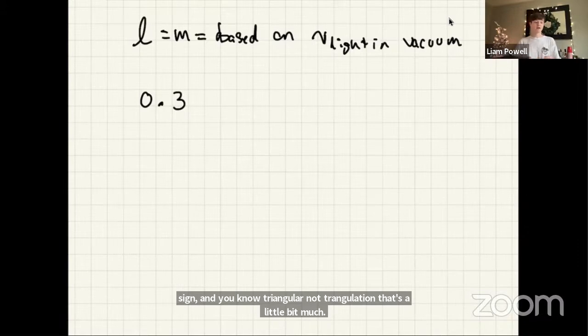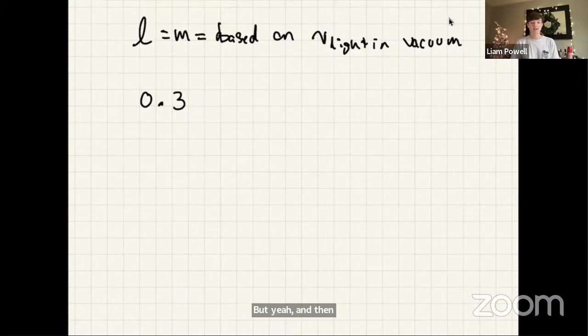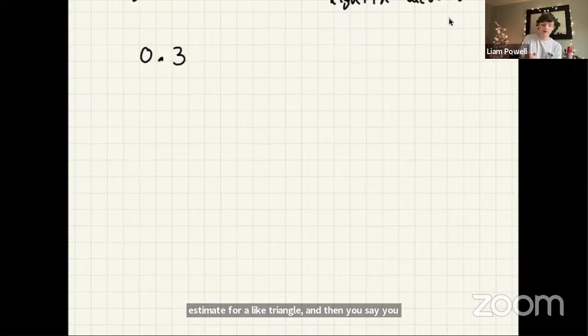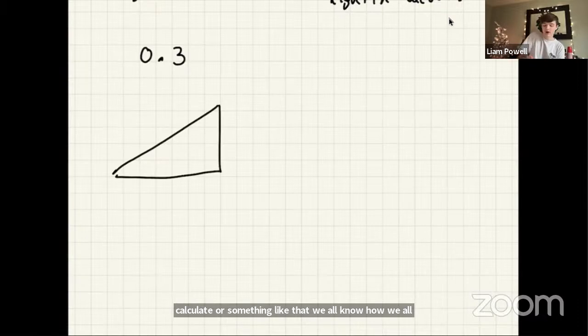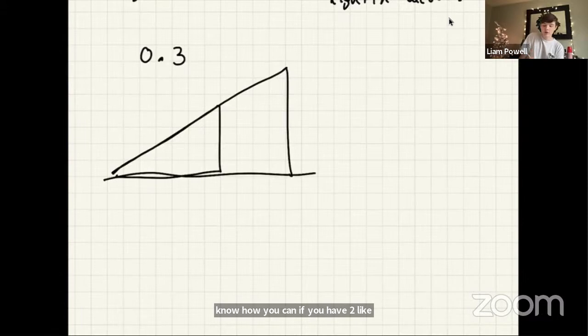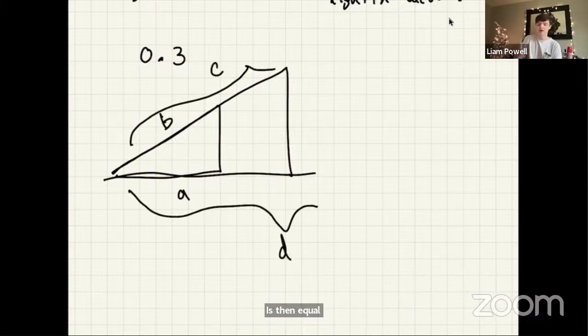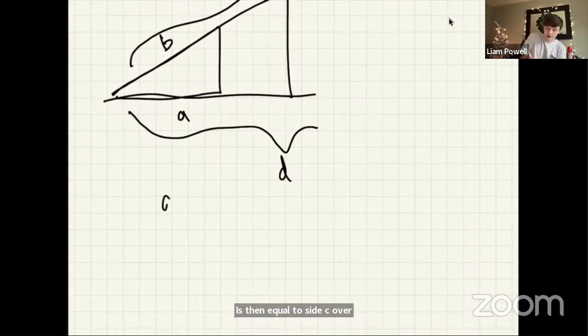And then estimating. Excuse me. If you want to estimate for a triangle, and you say you don't want to use trigonometry or you forgot a calculator or something like that, we all know that if you have two similar triangles, you can always do a ratio where side A over side B is equal to side C over side D. I mean, side D over side C. So that would be A over B is equal to D over C.